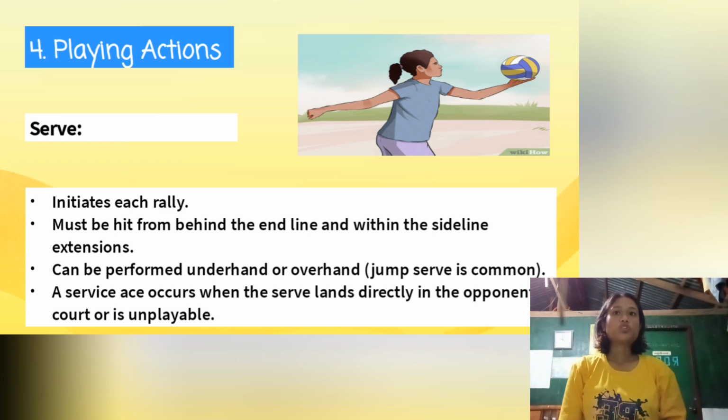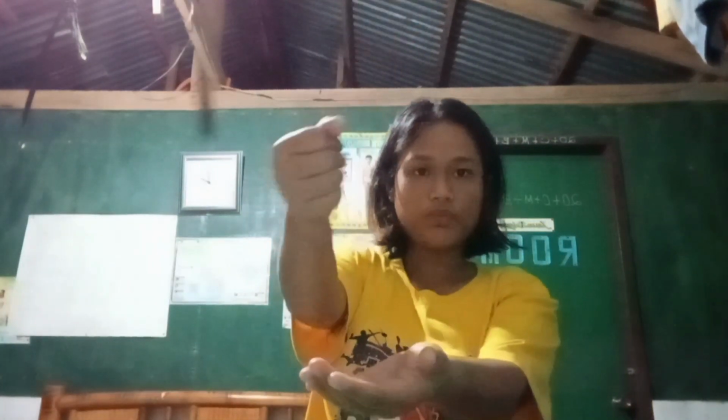The first one, serve. The serve is how every rally starts in volleyball. The player must hit the ball from behind the end line and inside the sideline extensions. A serve can be done underhand or overhand, and many players now use the jump serve because it is faster and more powerful. When the ball lands directly in the opponent's court or they cannot return, it is called a service ace. The serve demonstration is like this. That is the serve.